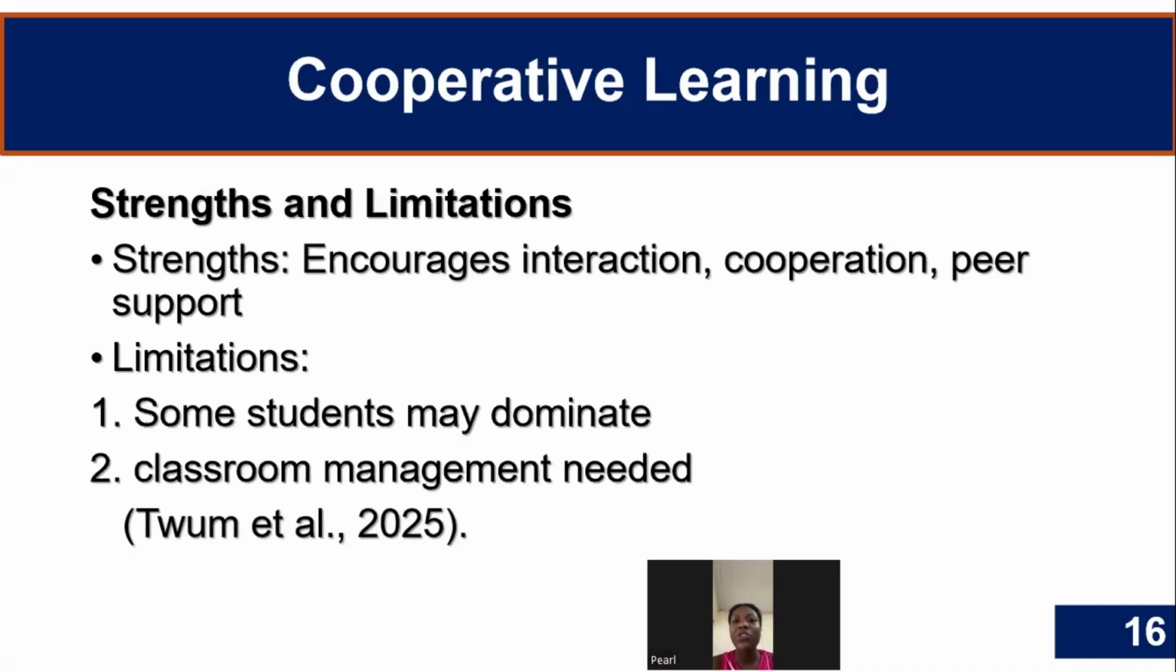So we have strengths and limitations of cooperative learning. What are some of the strengths of cooperative learning? We say it encourages interaction, cooperation, and peer support. As you are learning together, you interact with each other so that you can get ideas from every one, right? And then you also need support from your peers. You might not know everything alone, so you need support from your friends. You need other friends' opinions in order to carry out the work.